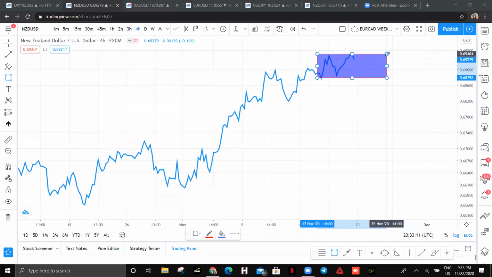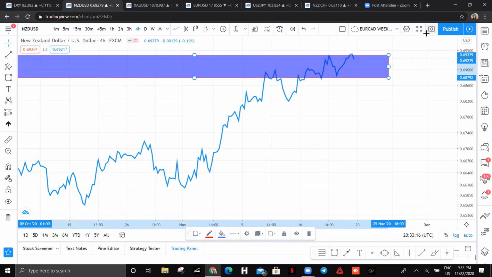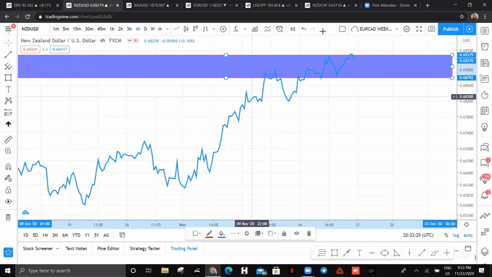Why are you not working? Okay, draw it. Remember, you can use any color. You can change it to red as a resistance zone and blue as a support zone. It depends on what you want to do. Okay. Now this is the most recent one.